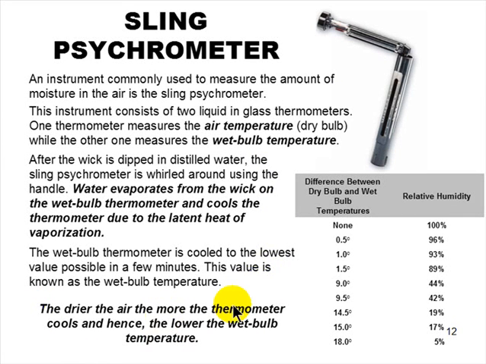The drier the air, the more the thermometer cools, and hence the lower the wet bulb temperature. The lower the wet bulb temperature, the drier the air. Damp places like North Jersey, along the shore, like Tampa, Florida, where I live, your wet bulb temperatures are always in the 70s. If you're out in the desert, real dry, your wet bulb temperatures are down in the 50s.